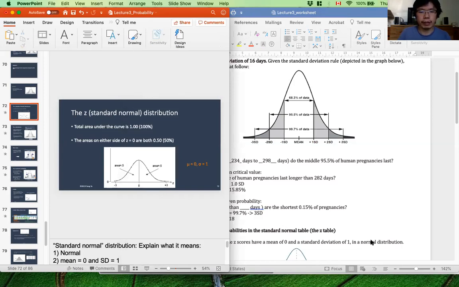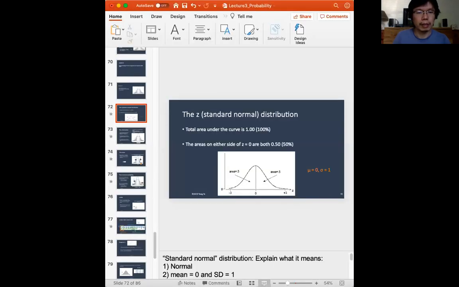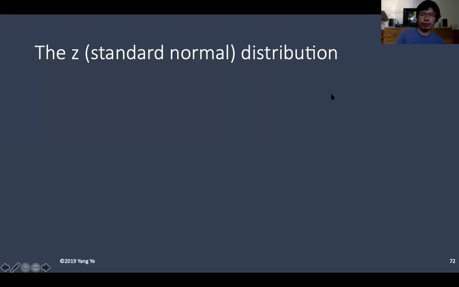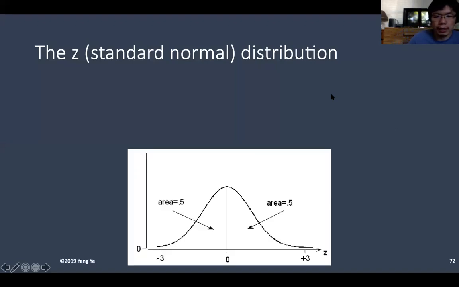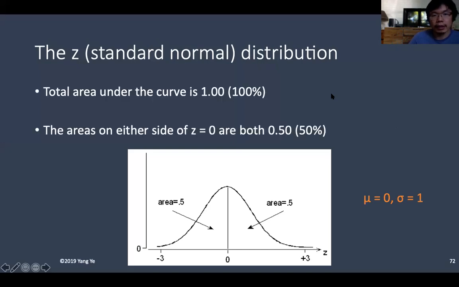Let's take one step further and talk about the standard normal distribution, which is the Z distribution. So what it does is, first of all, again, the total area on the curve is 1, 100%. The area on each side of 0, Z equals 0, is 50%. And the difference between this and the normal distribution is that it has been standardized in a way that the mean is 0, okay, and the standard deviation is 1. And that's sigma, by the way, I just checked during the break. That's sigma. So mu equals 0, sigma equals 1. Okay. So now it's not only normal, but it has also been standardized.